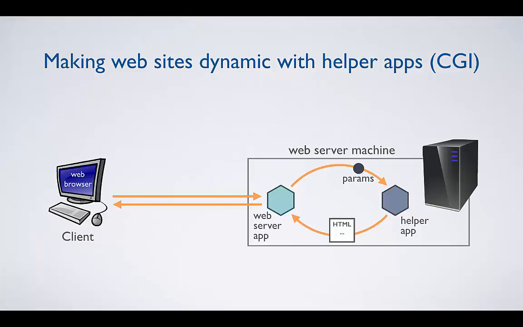The client sends a request to the server, and the request contains some parameters. The web server application receives the request and sends the parameters to a helper application that generates an HTML page based on those parameters, and then sends it back to the web server application. The web server application treats the HTML it receives as a static page, and it just sends it to the client in an HTTP response. A non-Java helper application is typically called a CGI program. It may be written in Perl, Python, or PHP, for example.